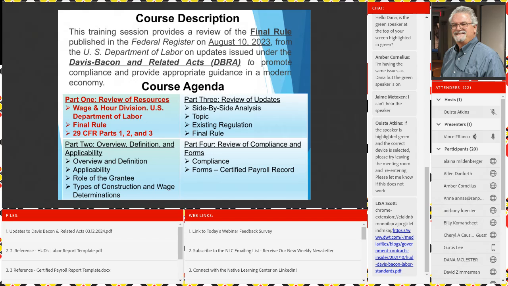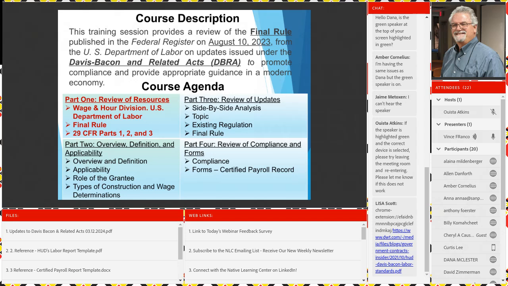Part 3 also. Today we'll put together, or I've put together, what's called a side-by-side analysis of what the regulations are now and how they've changed. I almost said the word proposed. They're not proposed. They're actually in a final form. So these are changes that have been put in place.